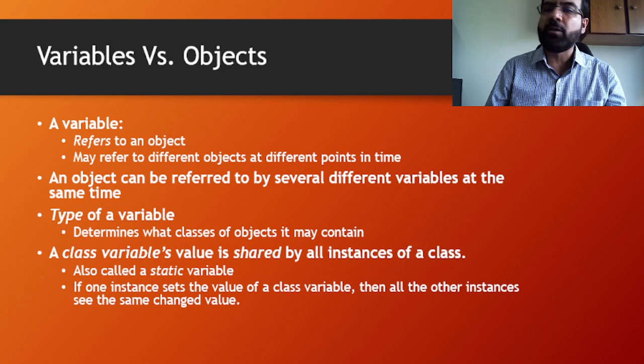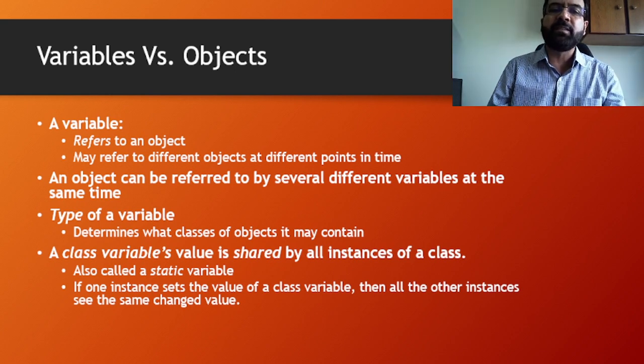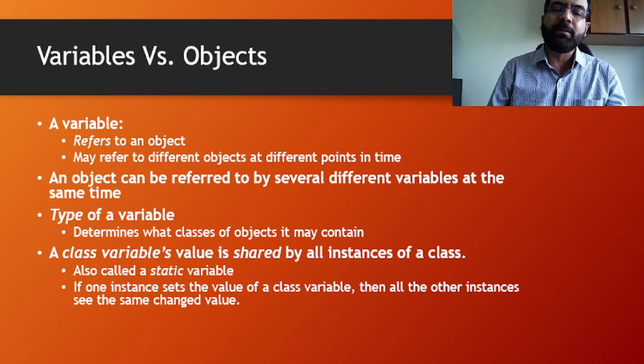A variable refers to an object, and it may refer to different objects at different points in time. So please differentiate between these two. A variable is something you need in order to refer to an object. Whenever we have a model and want to refer to a particular object, we need to define a variable. An object can be referred to by several different variables at the same time. Yes, it is possible. In a given program, how you deal with different variables depends on how they deal with the objects. The type of the variable determines which classes of objects it may contain.